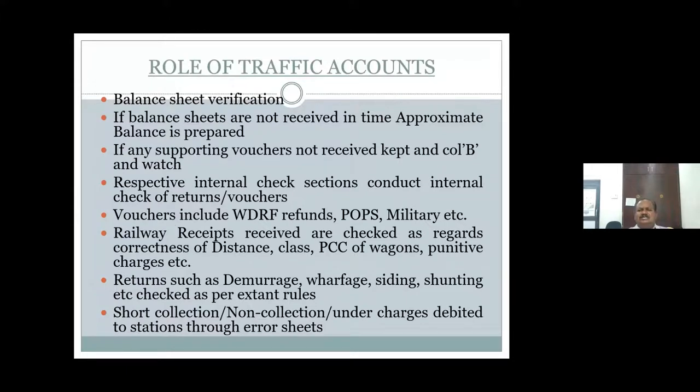So then what is the role of the traffic accounts? The role of the traffic accounts is balance sheet verification.